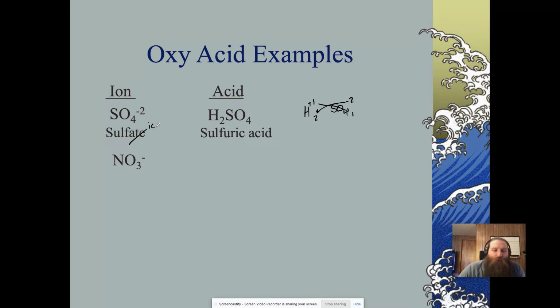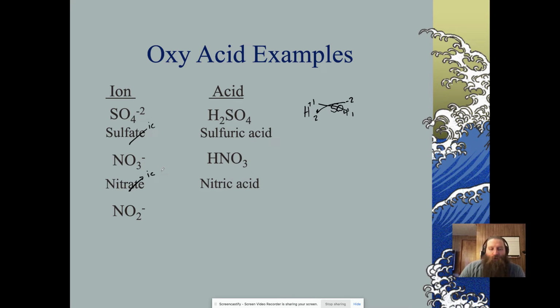All right, NO3 minus 1. We have a -1 charge. We know hydrogen has a +1 charge, so when we cross those charges, we're going to get 1s as both of our subscripts. So HNO3 is our acid. Nitrate, well, we have ate again on a polyatomic ion. We know that ate becomes ic, so nitric acid.